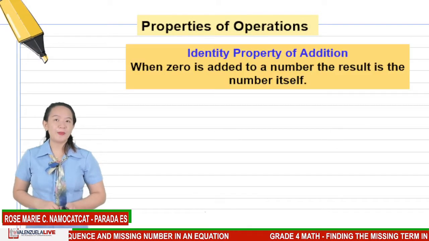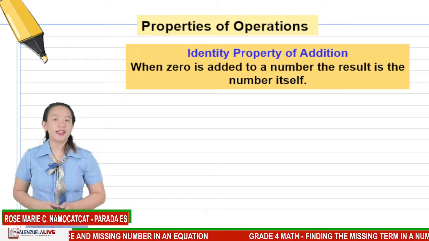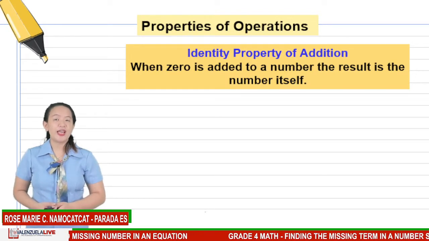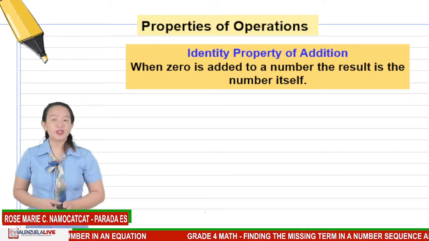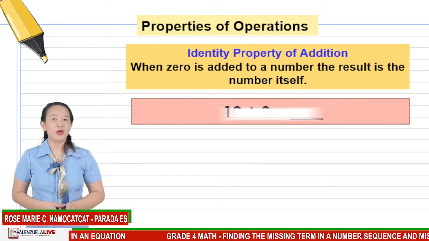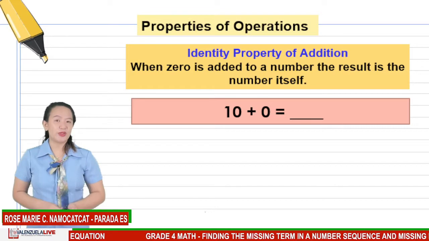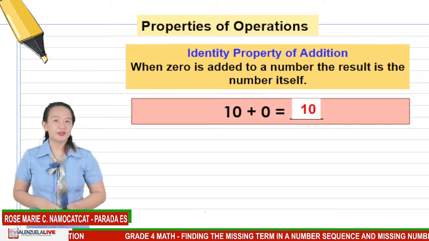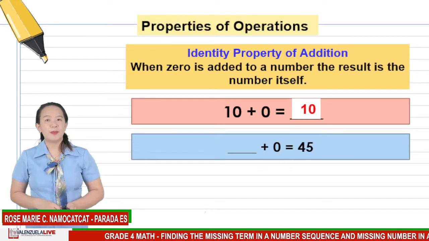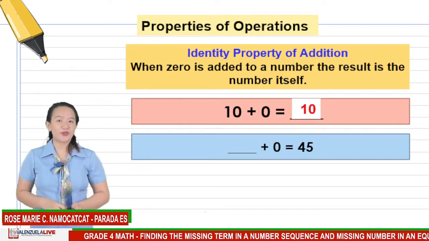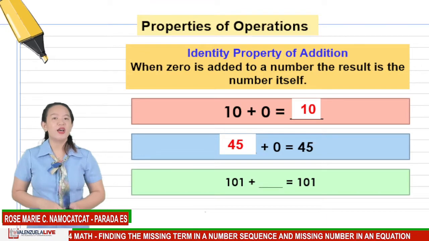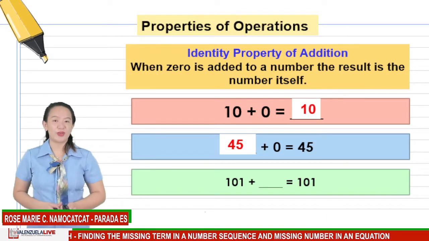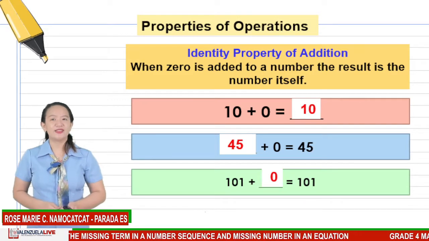Now, for the other properties of operations, we have the identity property of addition. It states that when 0 is added to a number, the result is the number itself. For example, 10 plus 0 is equal to, what will be the answer? 10. Very good. Blank plus 0 is equal to 45. So, the answer is 45. The next, 101 plus blank is equal to 101. What's the answer? 0. Great.